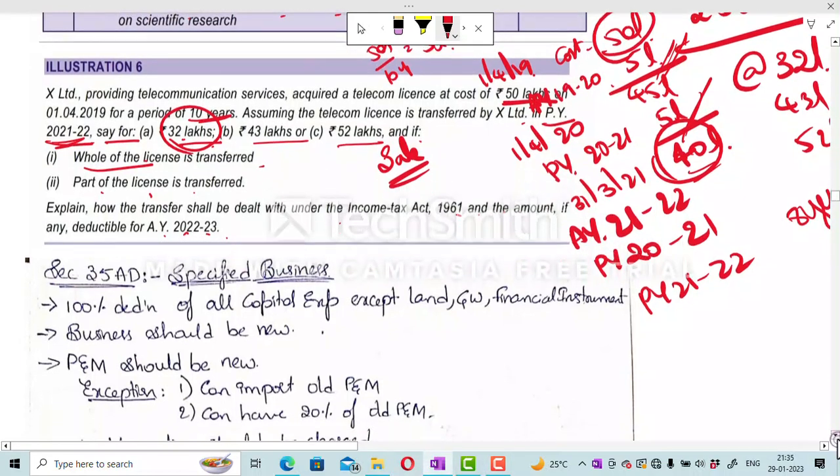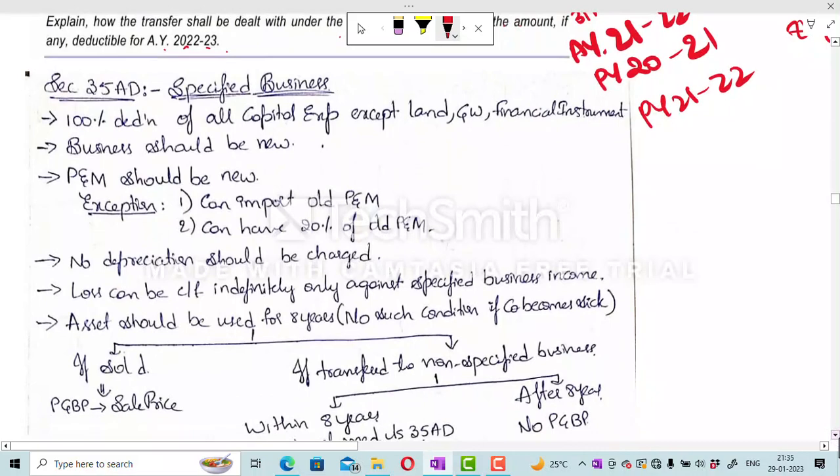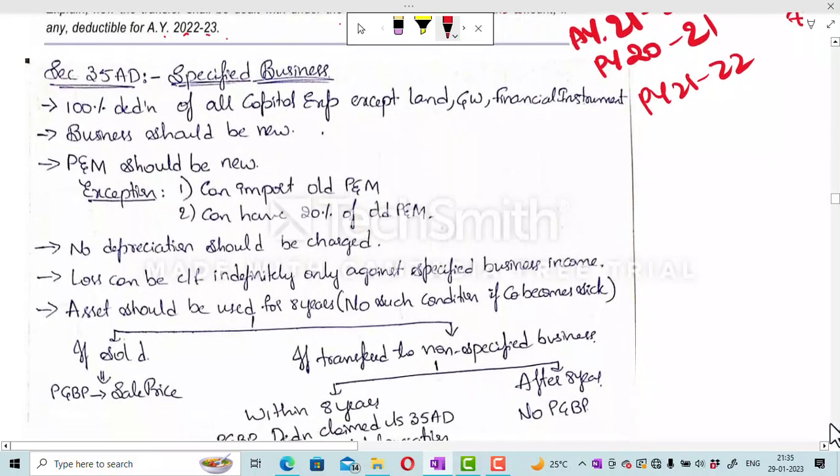Coming to the next topic, specified business. See, if we have entered into some specified businesses, we will get some deduction. Okay, for what? For all the capital expenditure. Revenue, however, we will get, but capital expenditure also we will get, except if we invest in these three things, we do not have any deduction. Anything other than this, meaning the plant and machinery, all that, we can claim the deduction.